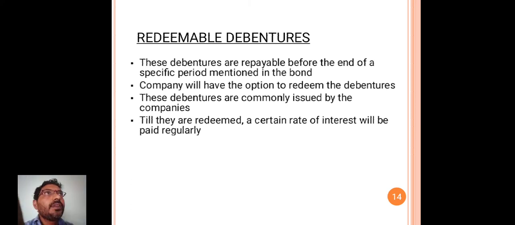Redeemable. In case of redeemable debentures, these debentures are repayable before the end of a specific period mentioned in the bond. The company will have the option to redeem this debenture. These debentures are commonly issued by the companies. Till they are redeemed, a certain rate of interest will be paid.